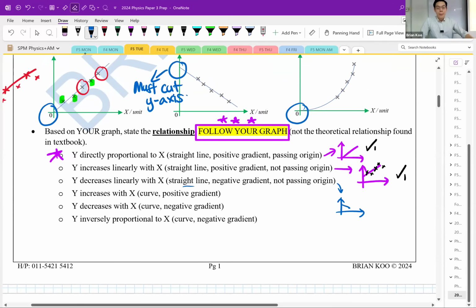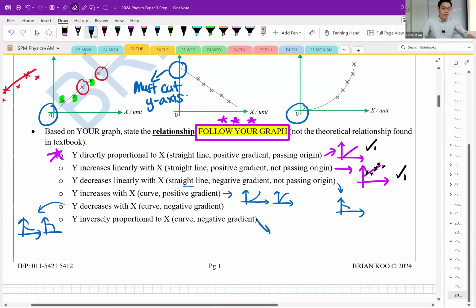All these curves, I don't think you will need this year, but "increases with" means it goes up. Or it can go up like this also can. "Decreases with" means it goes down. Or it goes down like that also can.